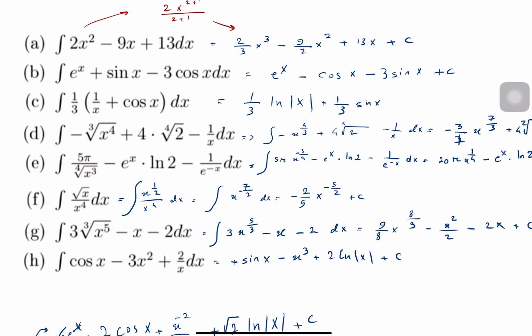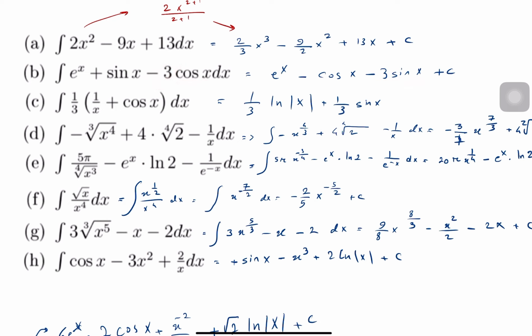Again, here we add the 1, it will be plus 2, divide again by 2, and the number will be times x, it will be 13x. Second, e power x, we know the integral is e power x again. Sinus will be minus cosinus, and minus cosinus will be minus sinus, and the number stays in the same position.